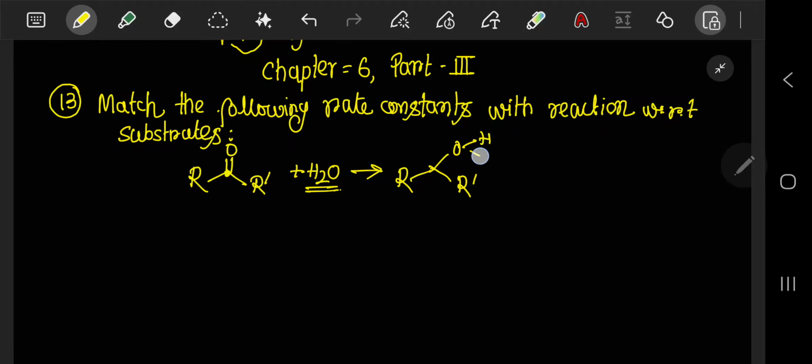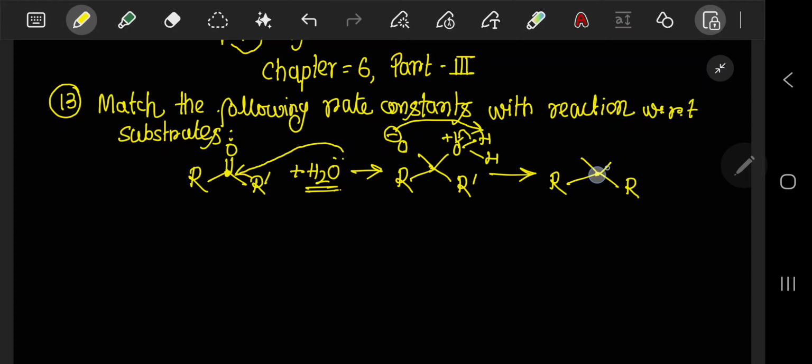So since oxygen has donated the electron density, this will be having the positive charge and this will be having the O negative. So now इसके बाद क्या होगा, O minus will abstract this proton and positive charge will be diminished. So R C(OH)... OH. So this is basically a reversible reaction.